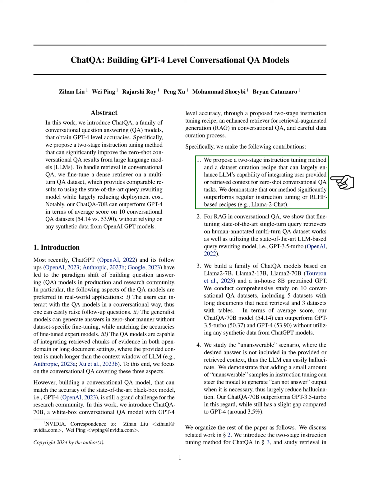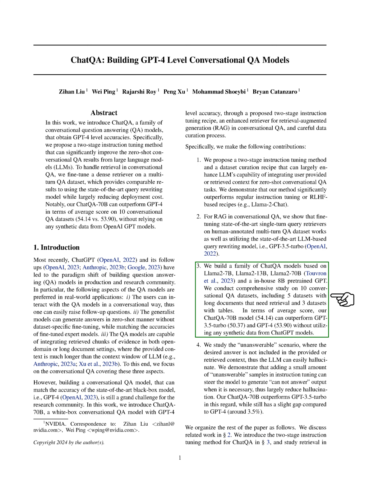Our contributions include a two-step instruction tuning method and a dataset curation process that significantly enhances the language model's ability to integrate user-provided or retrieved context for zero-shot conversational QA tasks. We show that our method outperforms regular instruction tuning or RLHF-based methods. For retrieval augmented generation in conversational QA, we demonstrate that fine-tuning state-of-the-art single-turn query retrievers on human-annotated multi-turn QA dataset is as effective as using the top-tier language model-based query rewriting model, GPT 3.5 Turbo.